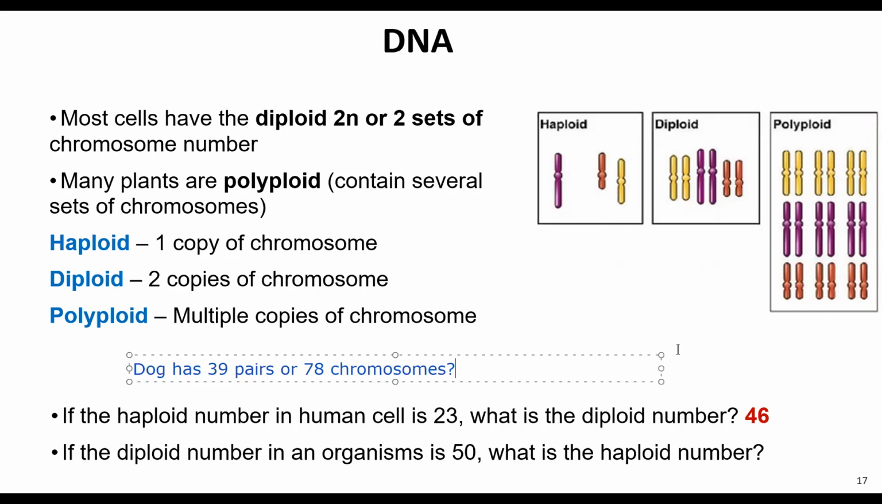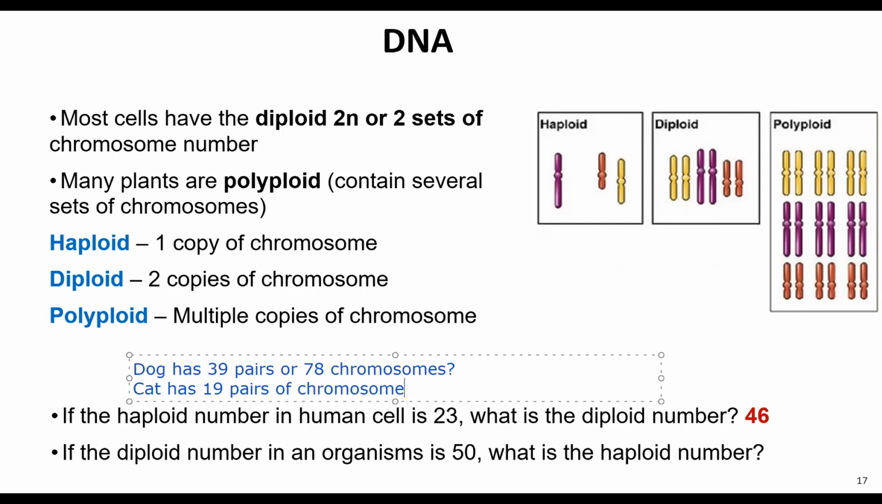Okay, so now I'm going to reverse this question, and we should be making the cat lovers happy too. A cat has 19 pairs of chromosomes. Now you know my question: what is the diploid number? That's all the simple question is. Okay, I see there are some responses in here.